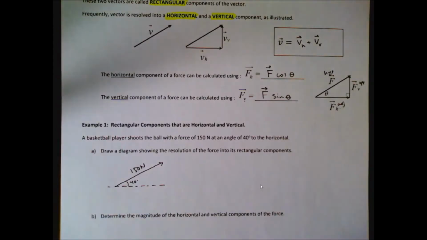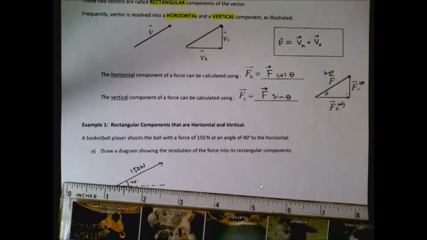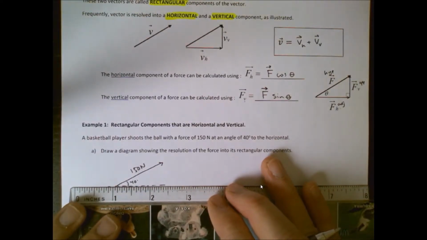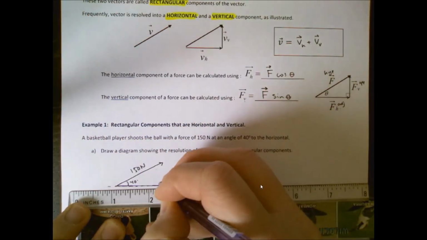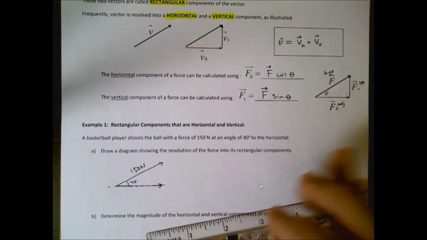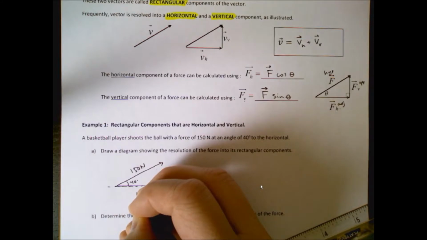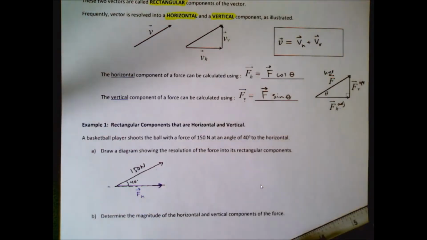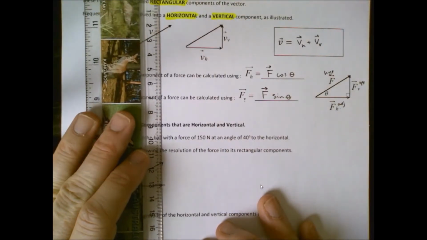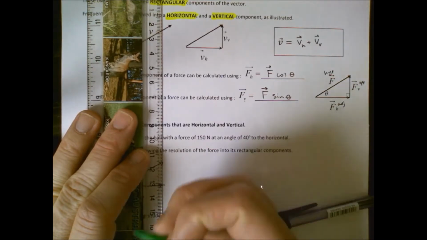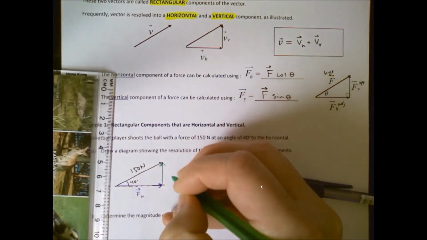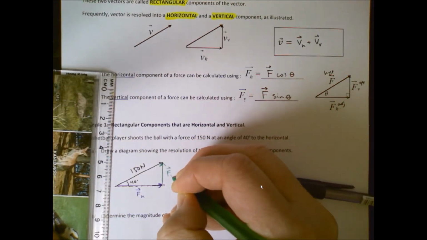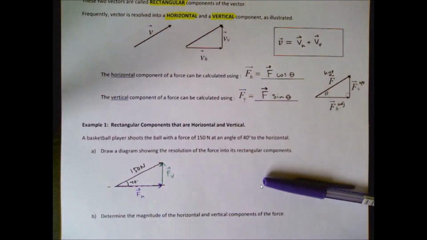So the rectangular components: I will use my horizontal component with a purple pen. That right there is my horizontal force, and then here I'll do this one in green. This is my vertical force, my FV. There we go.